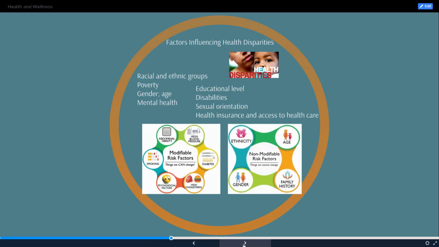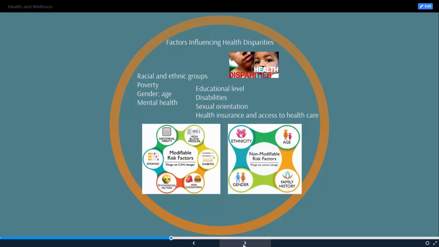Okay? All right, guys, so let's talk about factors influencing health disparities. Health disparity basically refers to essentially a higher burden of illness, injury, disability, or mortality by one group relative to another.